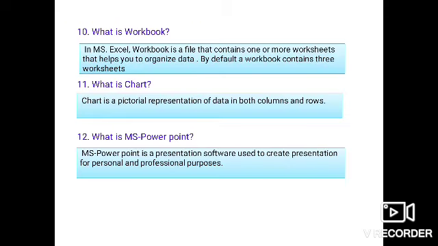Next, what is a workbook? In MS Excel, a workbook is a file that contains one or more worksheets that help you to organize the data. And these worksheets are in the form of rows and columns. By default, a workbook contains 3 worksheets.